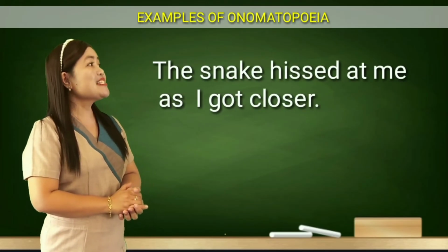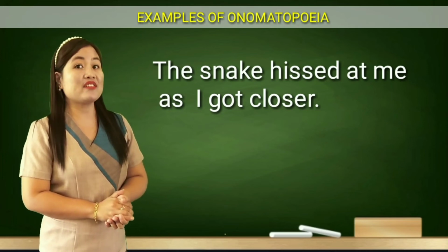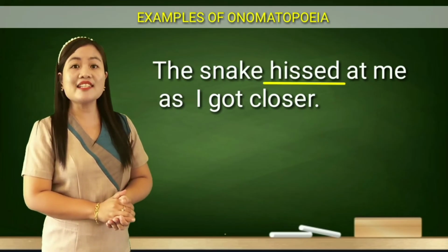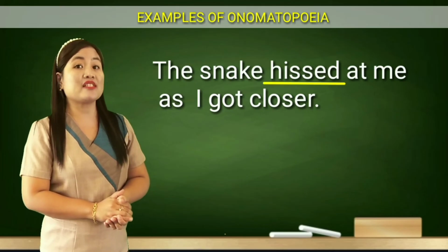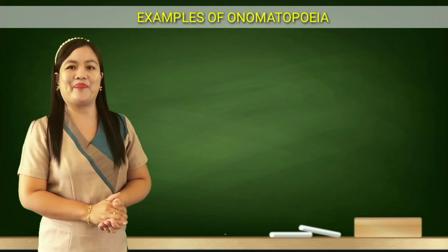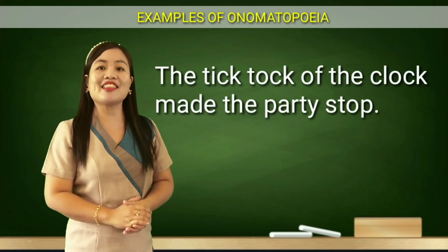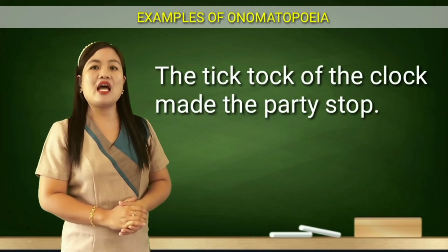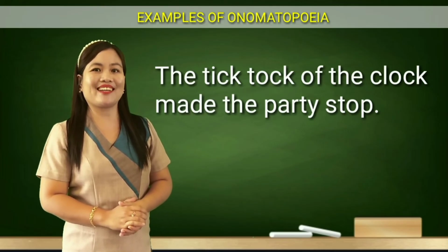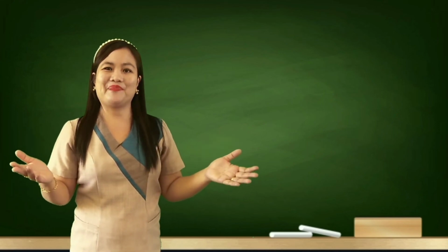The snake hissed at me as I got closer. What is the sound of a snake? It is hiss. In this sentence, we are using the sound of a snake, hiss. It is an example of onomatopoeia. Let's have one more example. The tick-tock of the clock made the party stop. Tick-tock is a sound associated with an object, clock. So these are examples of onomatopoeia.